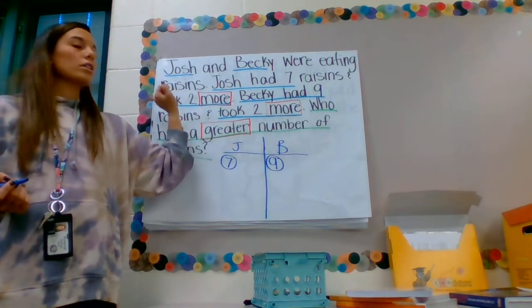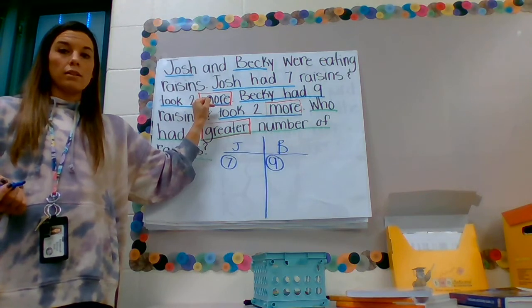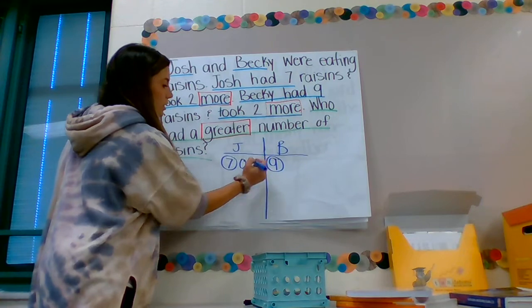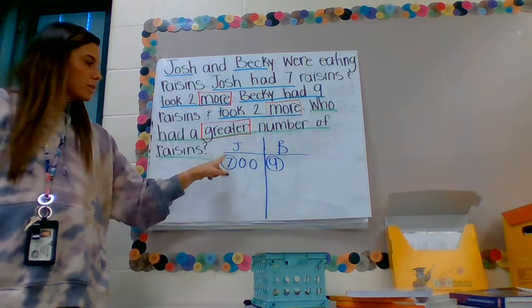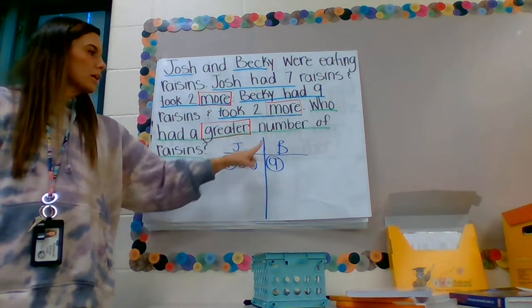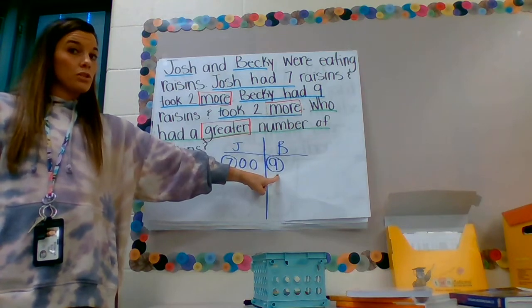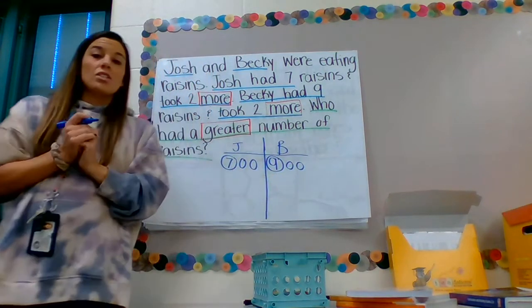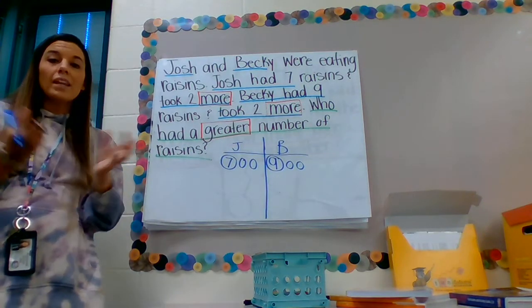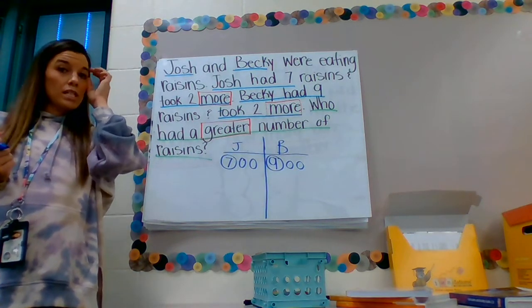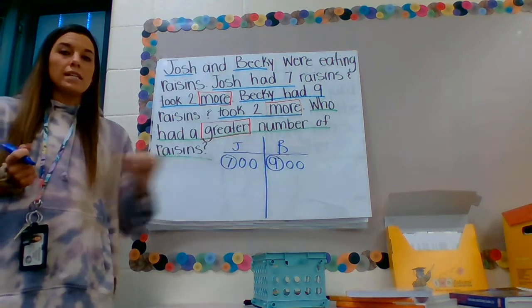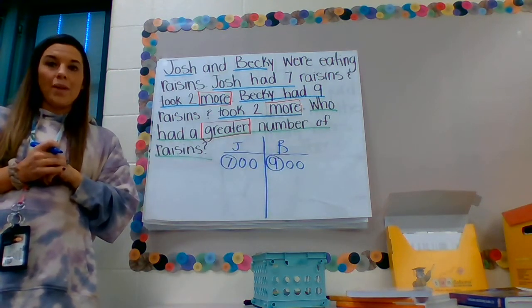Josh took 2 more raisins out of the box. So I'm going to do this. 1, 2. So he started with 7, he took 2 more. Becky also took 2 more raisins out of the box. So now, I am going to use my counting on strategy to figure out the total number of raisins that both of them had. Okay?